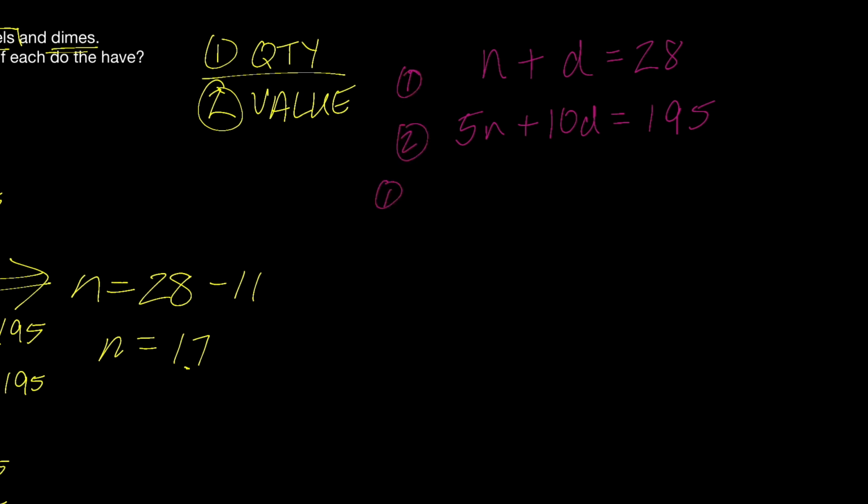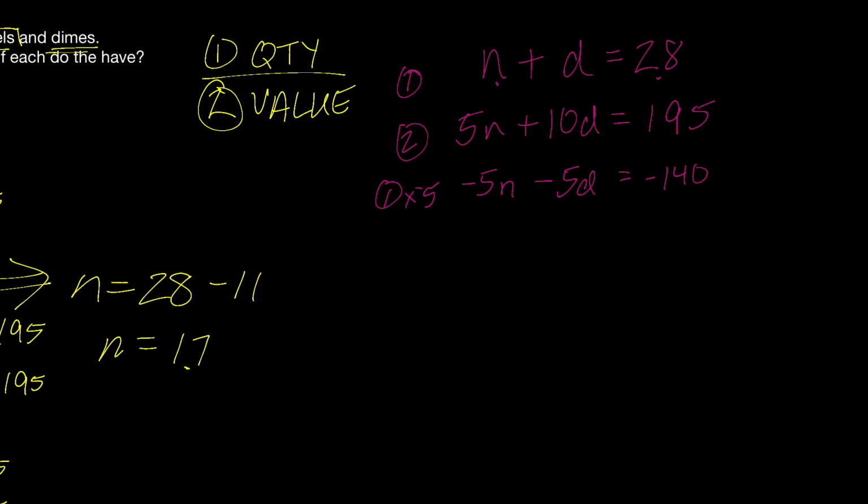I'm going to take equation 1 and say multiply it by 5. Actually, a negative 5. So if I multiply negative 5 times n, I get negative 5n. And then if I multiply it up here by negative 5, I get negative 5d. And then multiply 28 times negative 5. 28 right here times negative 5, that would give me negative 140.